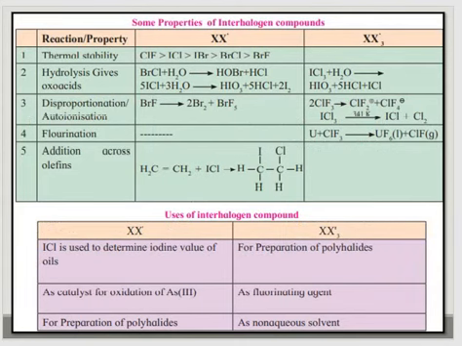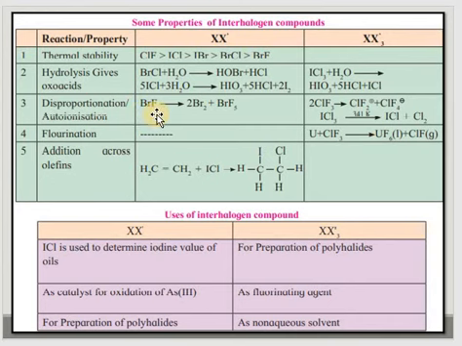Now, some properties of interhalogen compounds. This is the thermal stability order of interhalogen compounds. On hydrolysis, they used to give oxo acids, like BrCl. On hydrolysis, it will give you hypobromous acid and HCl. ICl on hydrolysis, it will give you iodic acid, HCl and I2. Pattern XX3 compounds on hydrolysis, like ICl3 on hydrolyzing, it will give you HIO3, 5 HCl and ICl.